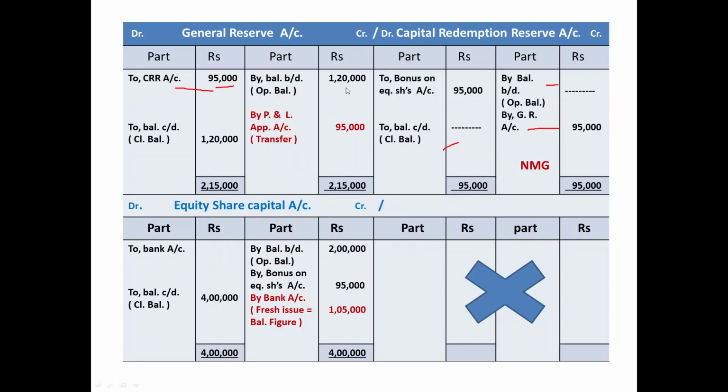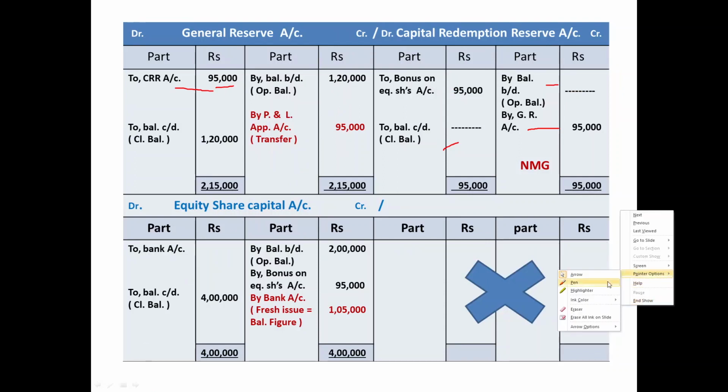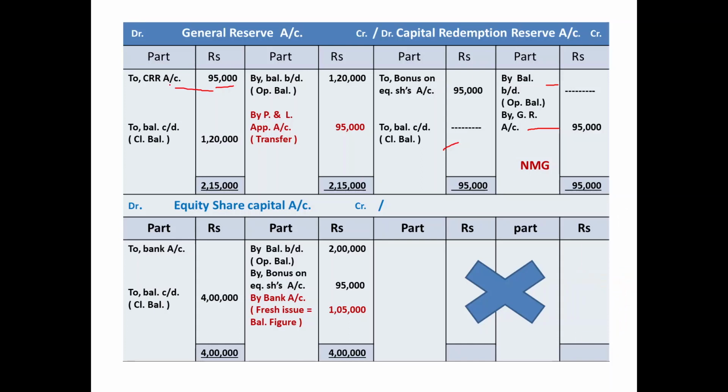General reserve, close it. It was also related to this process. Total of debit side 2,15,000. Put it on the credit side 2,15,000, and we are getting a balancing figure of 95,000. This must be the current year's transfer from profit and loss appropriation account to GR account.